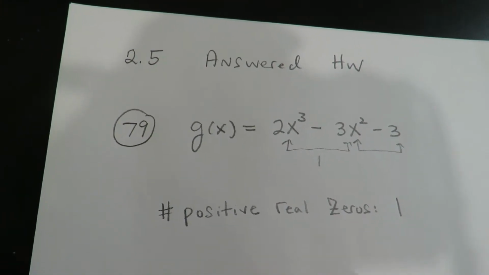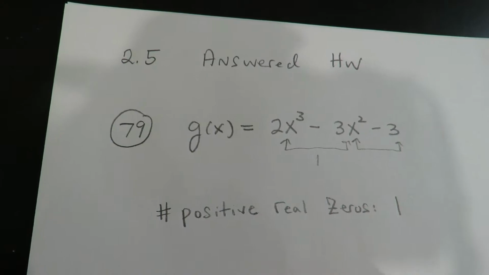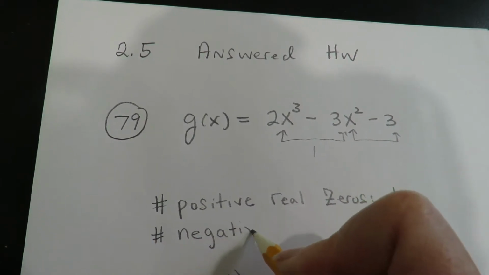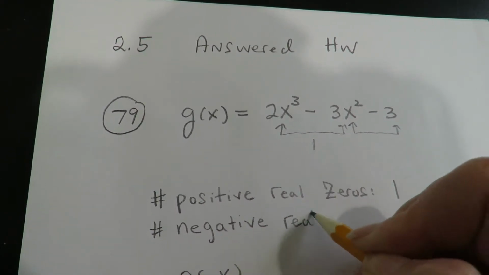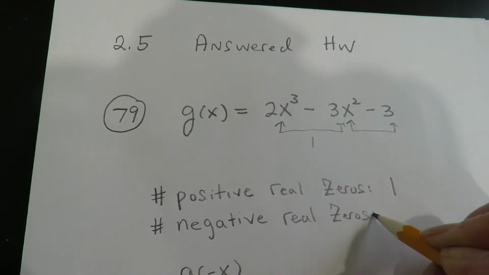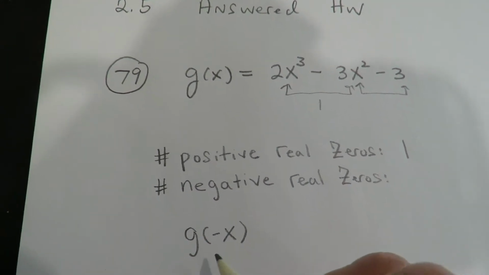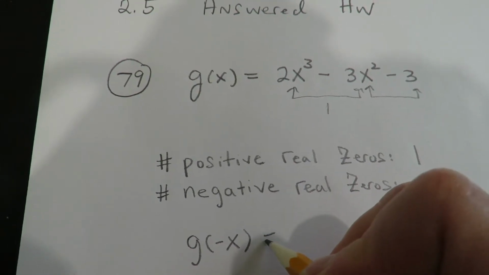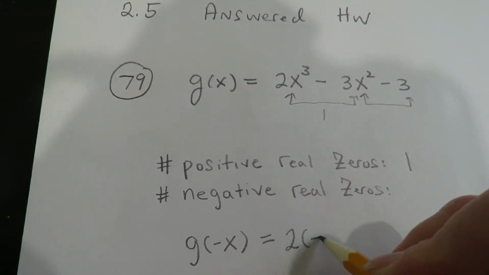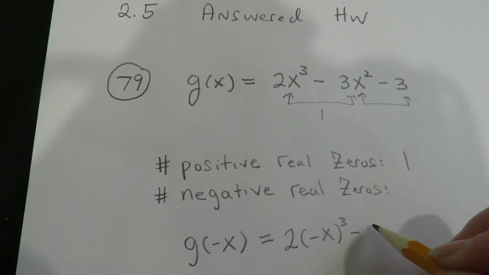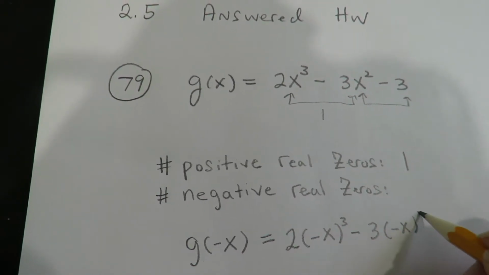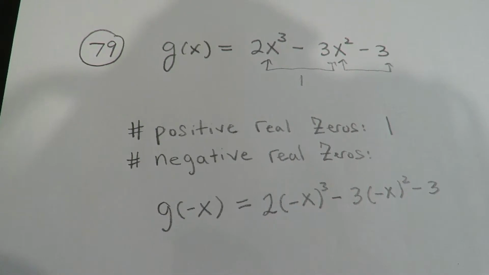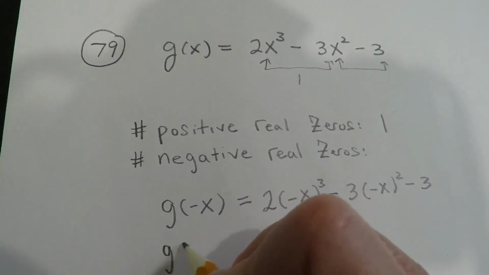Now, for the number of negative real zeros, that's the variation in sign of g of negative x. So remember, you first have to create g of negative x. So everywhere you see an x, you have to replace it with negative x. It's a substitution. Right? Everywhere I see an x, I put a negative x as a substitution. And now I'm going to simplify this.